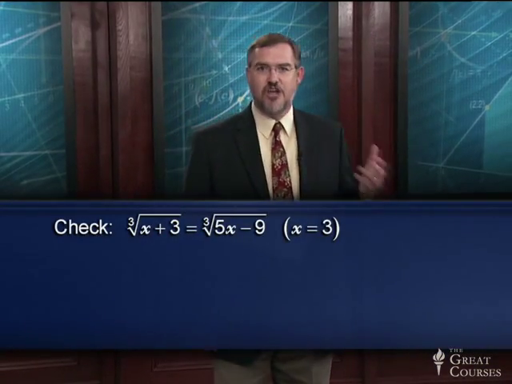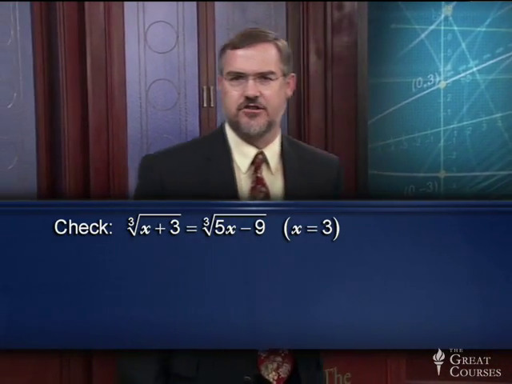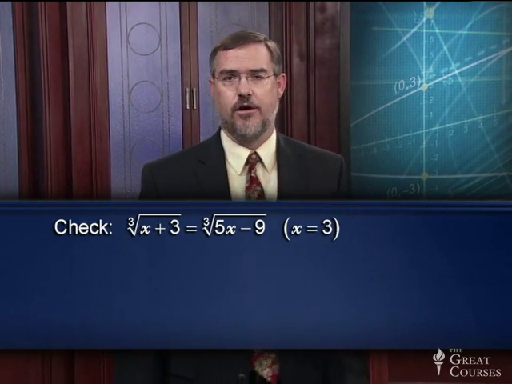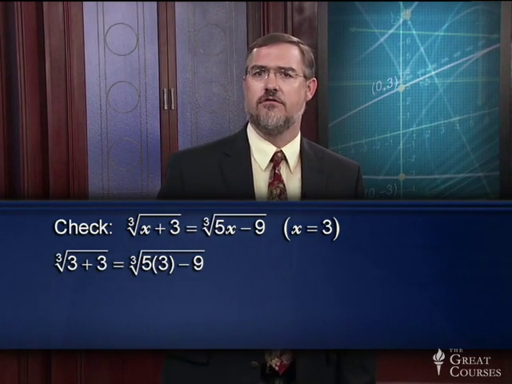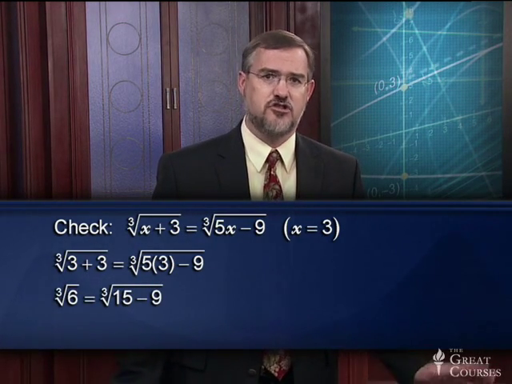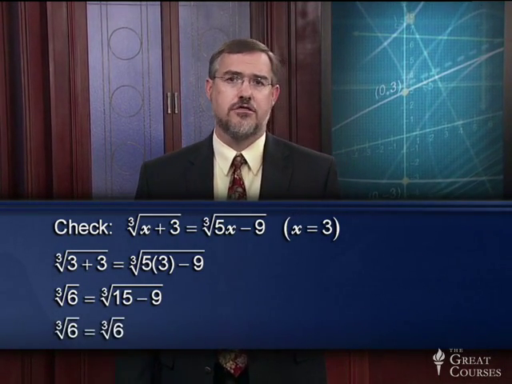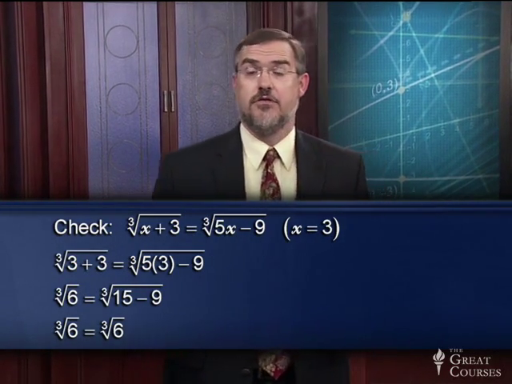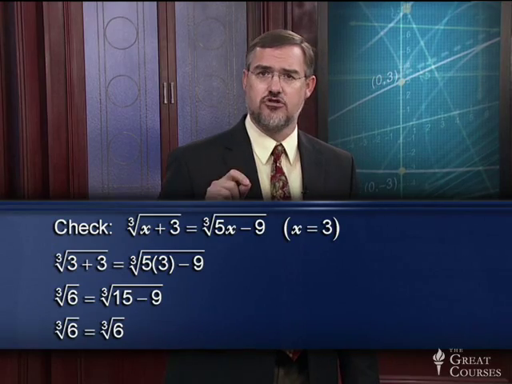Now what I'd like to do is check that solution. And you have to do this. It's very important that you check all of these kinds of things with these equations with radicals. So you plug in a 3 for x in the original equation, and you get the following. Third root of 3 plus 3 equals third root of 5 times 3 minus 9. The left-hand side is just third root of 6. That's no problem. The right-hand side is the third root of 15 minus 9, which is also third root of 6. So what you have is third root of 6 equals third root of 6. Well, that's a true statement, and therefore you know that x equals 3 was really a solution of the original equation.